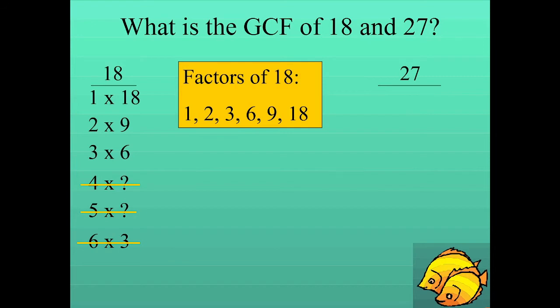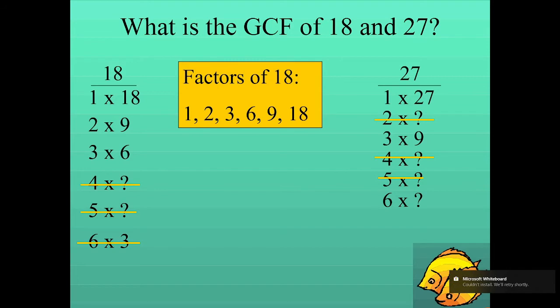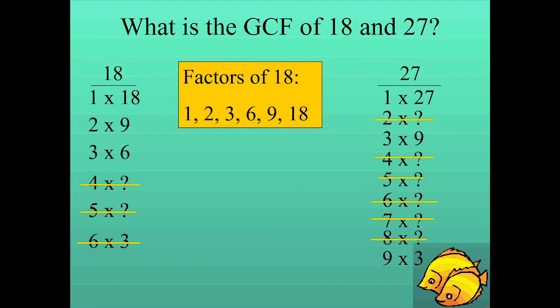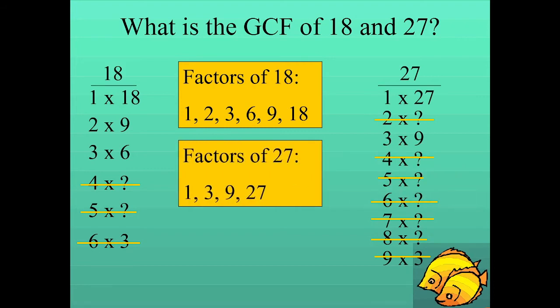Let's go to 27. 1 times 27, 2 times, none, 3 times 9, 4 times, none, so cancel out. 5, none. 6, none. 7, none. 8, none. Number 9, 9 times 3, and that's already repeated. So I'm gonna have only 1, 3, 9, and 27 as factors of 27.